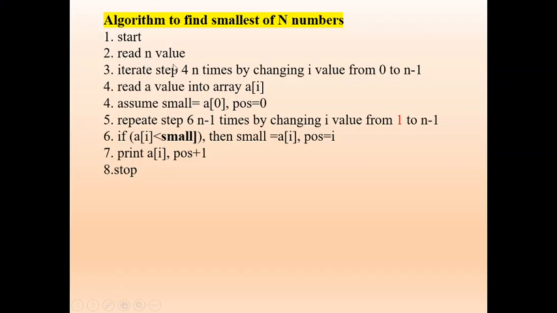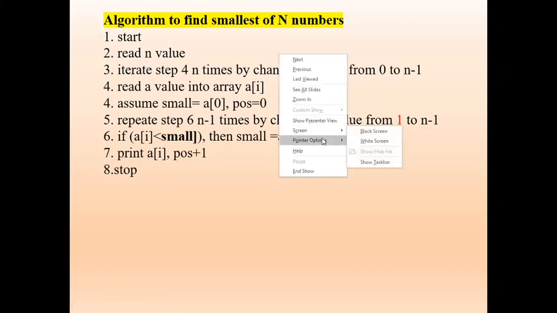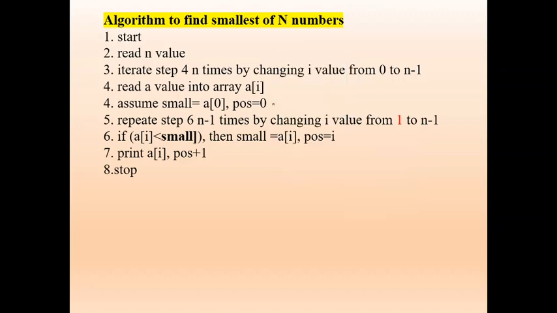Start the proceedings, read the n value. After reading the n value, you read the values, repeating step number 4, changing the i value from 0 to n minus 1 and storing the values in the array. My array name is A. After reading the values, you consider the first member of the array, that is A of 0, as the small value. You are assuming that the first member is the small number and considering its position as 0th position.